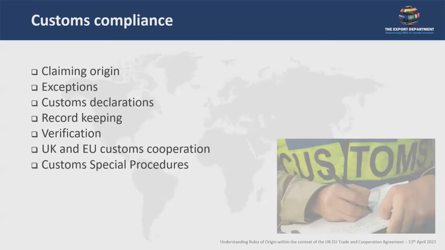There are some exceptions to claiming origin. So the EU has set a threshold for small packages. So if you're importing goods into the EU that are under €500, they don't have to be accompanied by a statement on origin. And in the UK, if you're importing goods under £1,000, they don't need to be accompanied by a statement on origin. And then there's other thresholds for personal luggage as well.